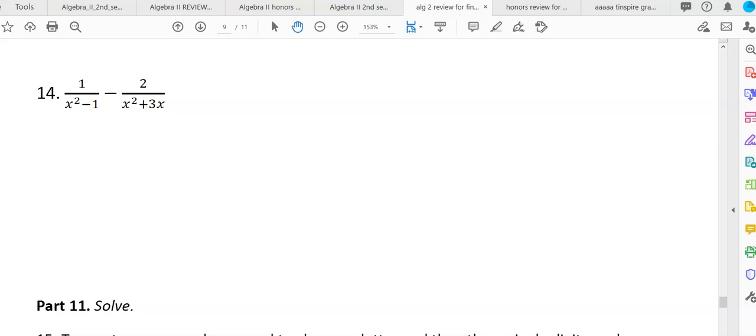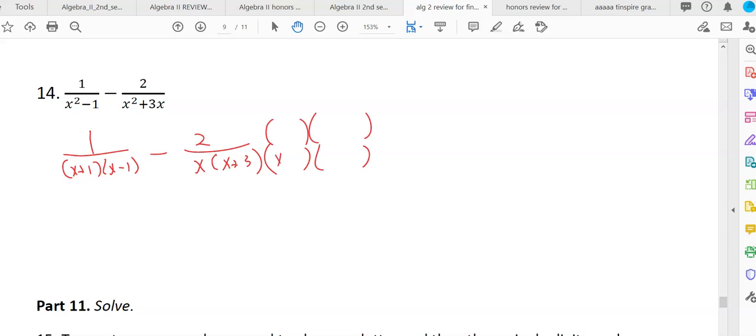Getting there. Again, let's try to factor this first. So I think that's going to be a key here. So if we get x plus 1, x minus 1, then we might be able to get a common denominator. 2 over x times x plus 3. Whew. Don't have anything in common with those things there. So this one's going to be missing both the x plus 1 and the x minus 1.